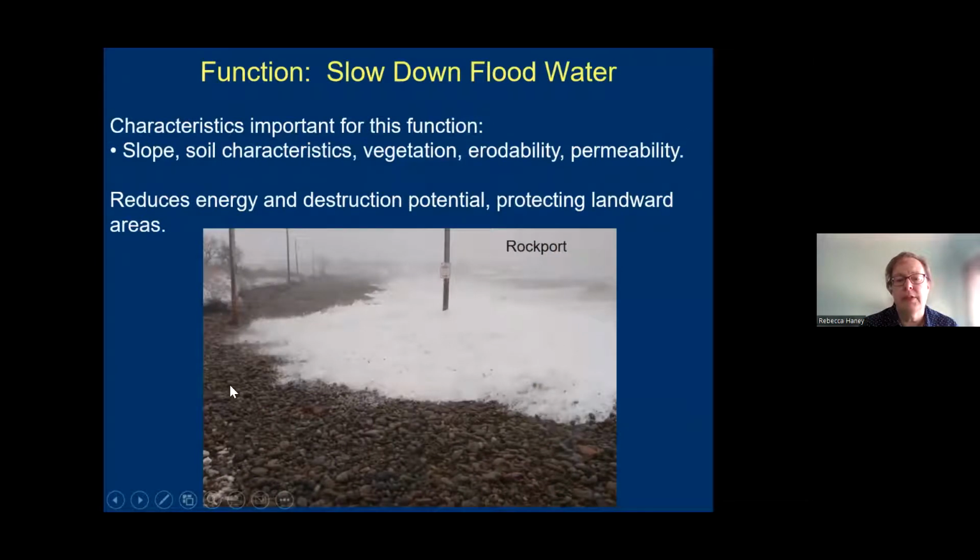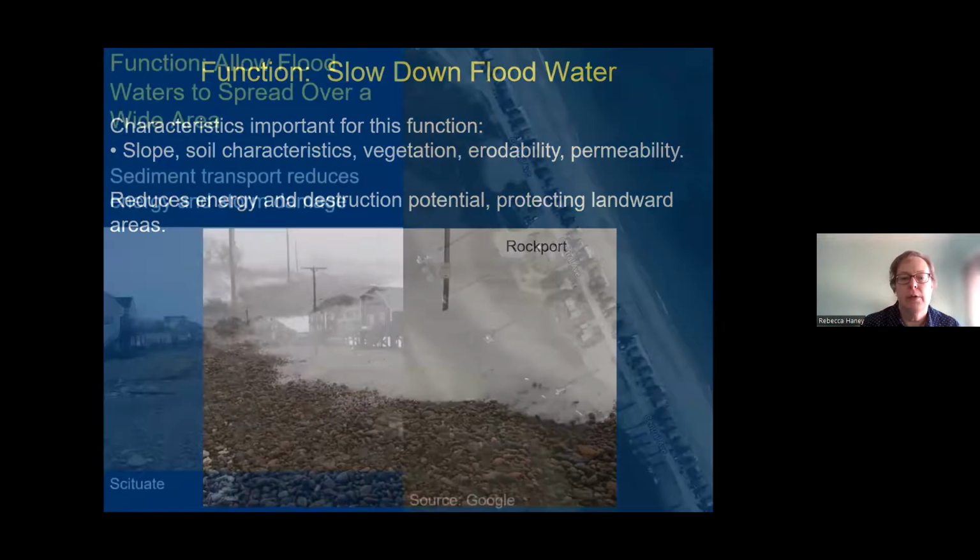So this is another example where we have a more gravelly, cobbly beach, and that dissipates the energy as the waves rush up onto it, reducing the energy and destruction potential for landward areas. You can see the telephone poles here. There are utilities that can be affected. So energy dissipation is important for protection of all of those interests.